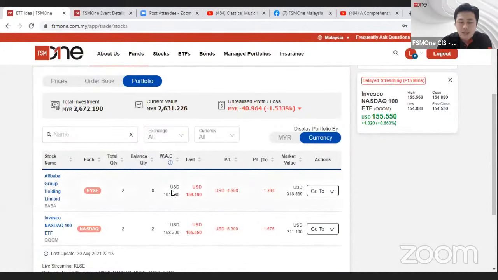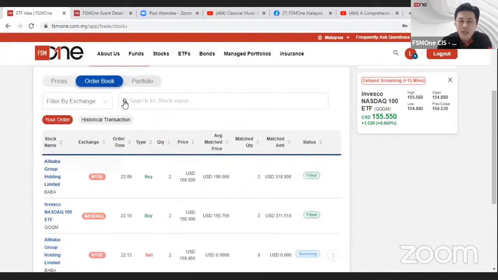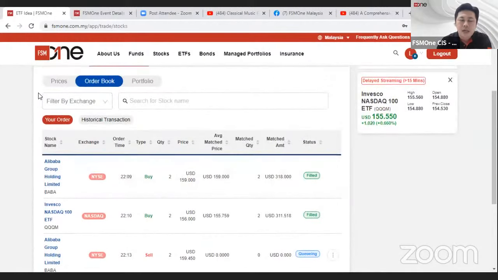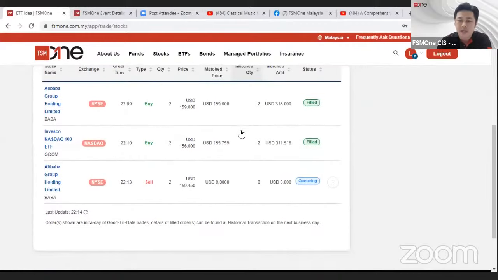So basically, once I place the sell order, you will notice that the total quantity for this particular stock, I still have 2, but the balance quantity becomes 0 because I have placed an order and it is in the order book already. So it's still queuing. So this is how overall the trading experience works for the US stock market.